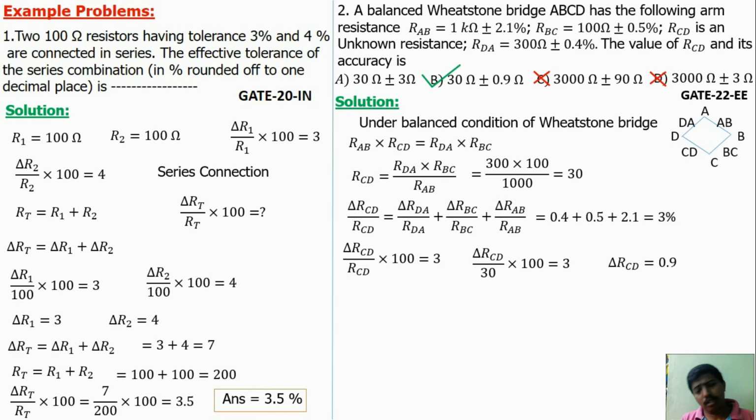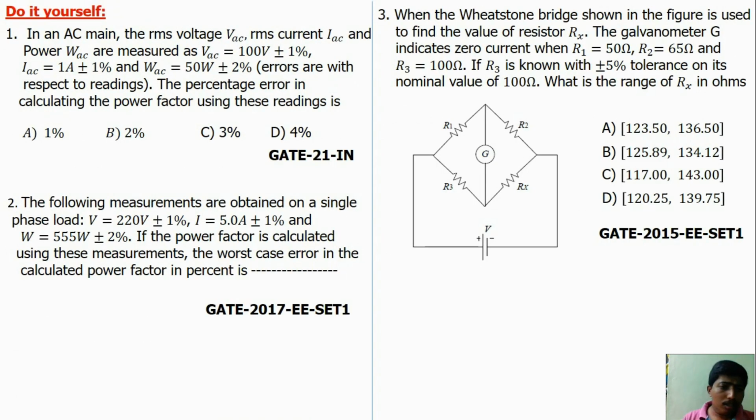Now do it yourself. I am going to give 5 questions from previous year competitive examinations. Just solve these questions. When you solve these questions, many doubts can arise. Okay, if you clear the doubts, you can clearly understand this concept. The first question is from GATE 21 instrumentation exam, the second question is from GATE 2017 EEE, the third question is from GATE 2015 EEE. Just pause this video and solve these questions. If any doubts arise, kindly post your doubts in the comment section.